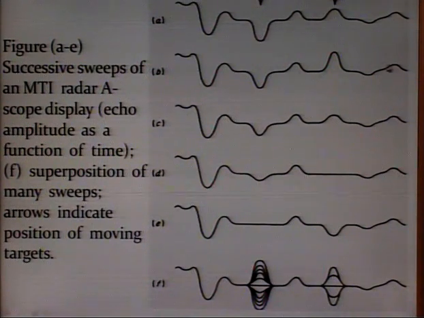Here you can't tell anything from this, you can't tell anything from this, but if we superimpose all the signals, we will be able to tell that these targets are stationary and these two targets are moving targets. So, this is the display of MTI, moving target indicator radar.